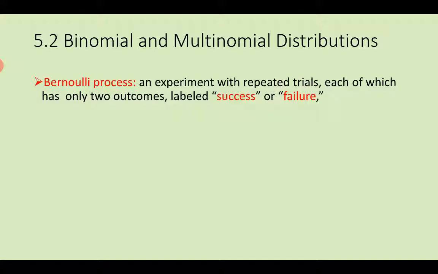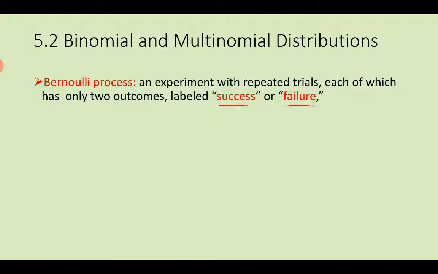Bernoulli process: an experiment with repeated trials, each of which has only two outcomes labeled success or failure. Such a kind of experiment is called a Bernoulli process. So what is an example? You can toss a coin, obviously only two possible outcomes, head or tail. You write an exam, only two possible outcomes, pass or fail, isn't it?